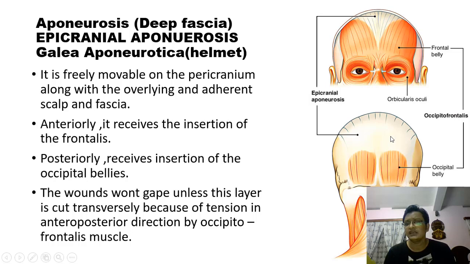So any injury that is not cutting this layer in a transverse direction will avoid gaping of the scalp. This is because of the tension present in the frontal belly and occipital belly in the antero-posterior direction. If we have a transverse injury reaching the aponeurosis, only then will it create gaping of the scalp.